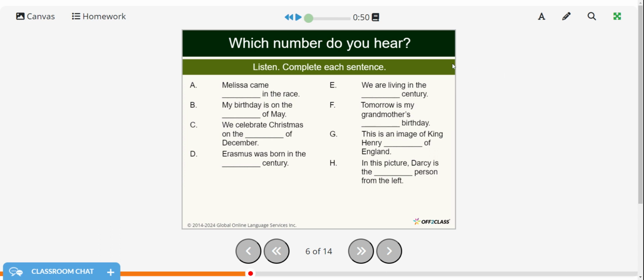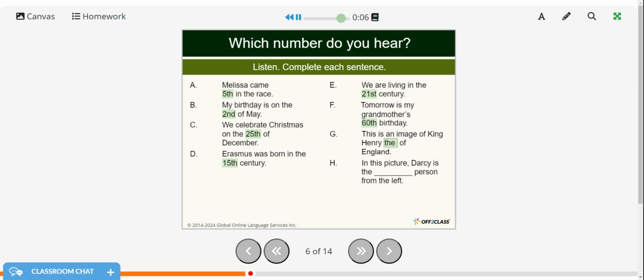All right, I'll play it again, and this time I will fill in the answers. Melissa came fifth in the race. My birthday is on the 2nd of May. We celebrate Christmas on the 25th of December. Erasmus was born in the 15th century. We are living in the 21st century. Tomorrow is my grandmother's 60th birthday. This is an image of King Henry VIII of England. In this picture, Dossie is the fourth person from the left.